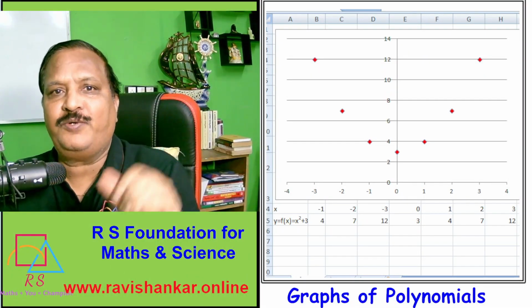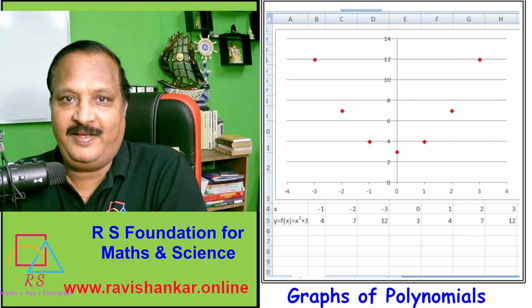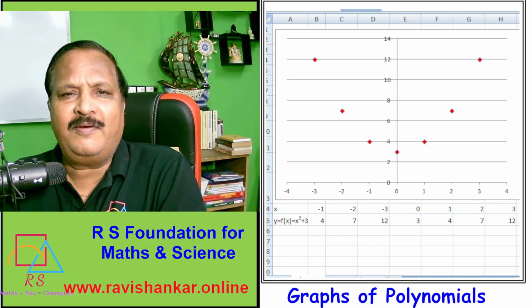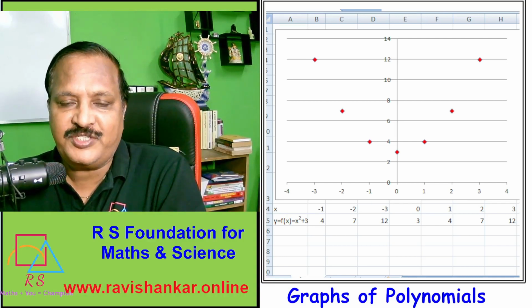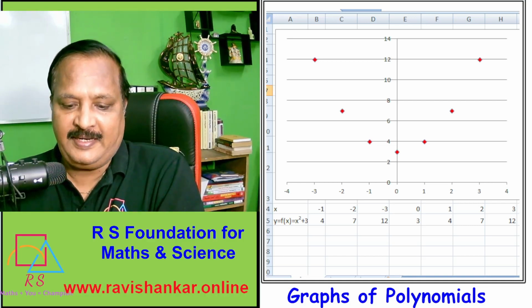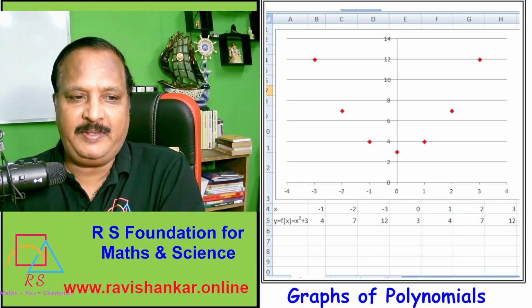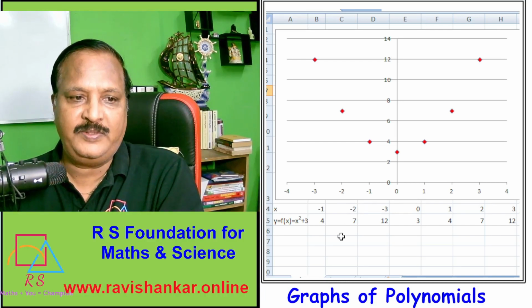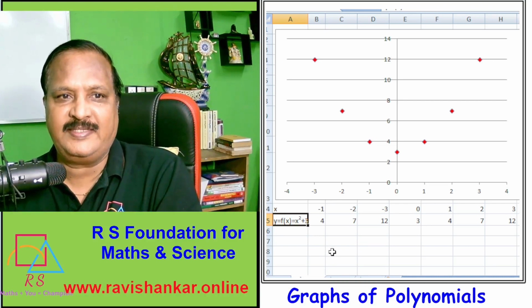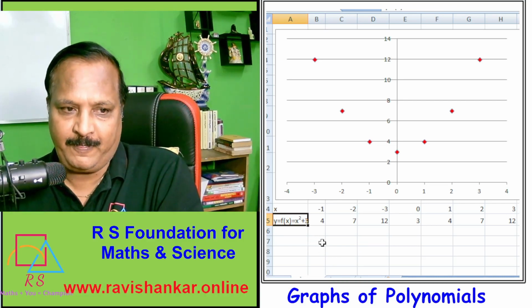Now, in an Excel sheet, how to draw the graph for a polynomial. Here I am just giving a demo for a quadratic polynomial. So the quadratic polynomial available here is f(x) equals x square plus 3.